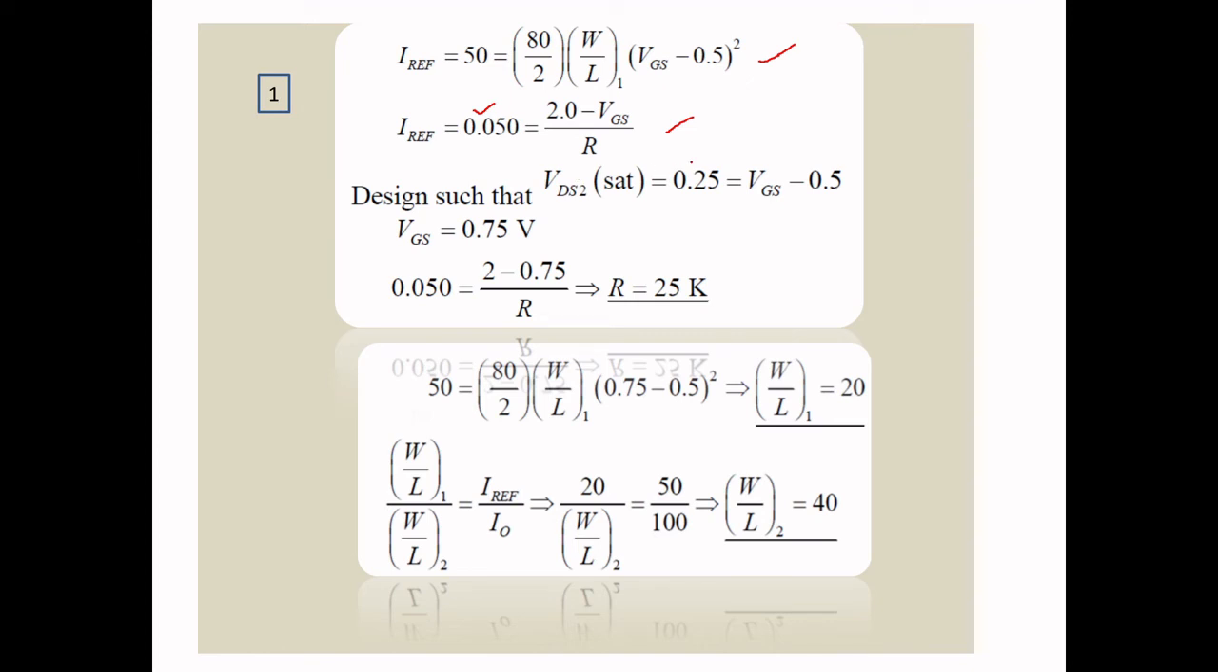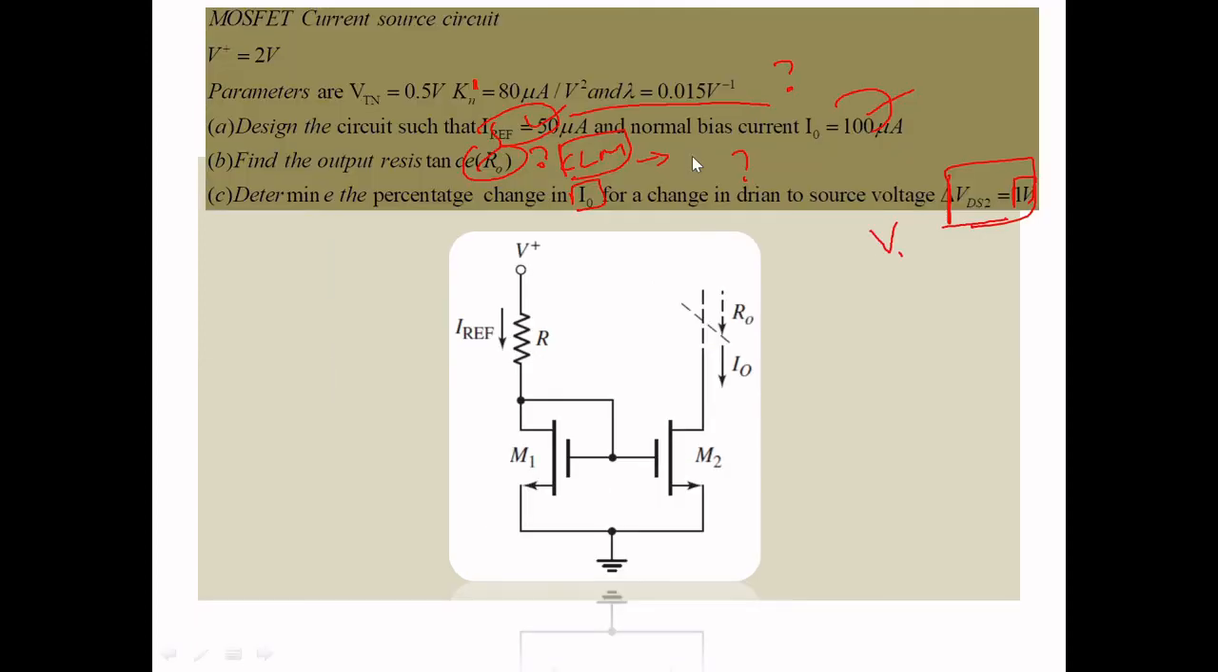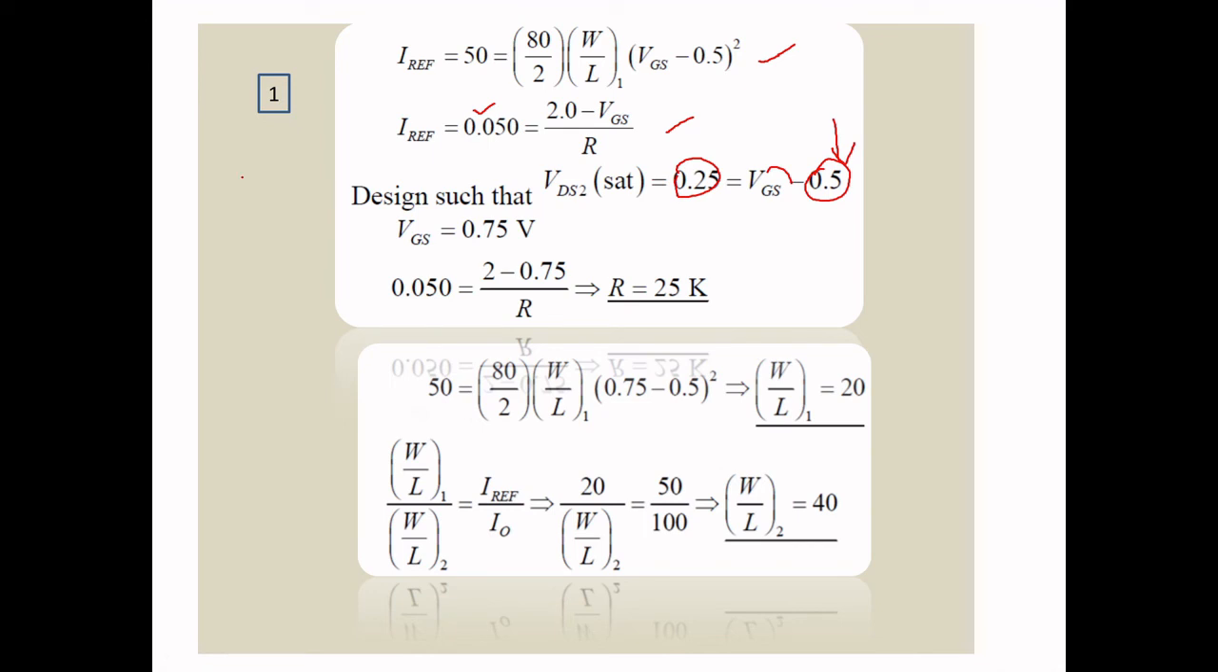The VDS saturation is 0.25, which will be given in the problem. VGS I want to find. So 0.5 threshold voltage is also given in the problem. This also will be given in the problem. There is 0.25. So when you calculate, you will get the resistance value of 25 kilo ohm. Okay, clear? Any doubts?